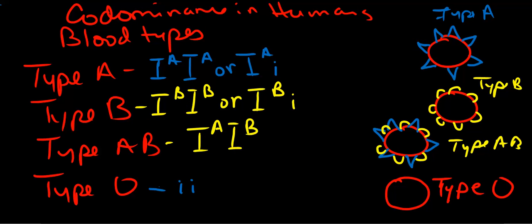Now, why do we worry about blood types? What happens if someone who's type B gets type A blood? Their immune system doesn't recognize this protein on the blood. It starts building antibodies against it.